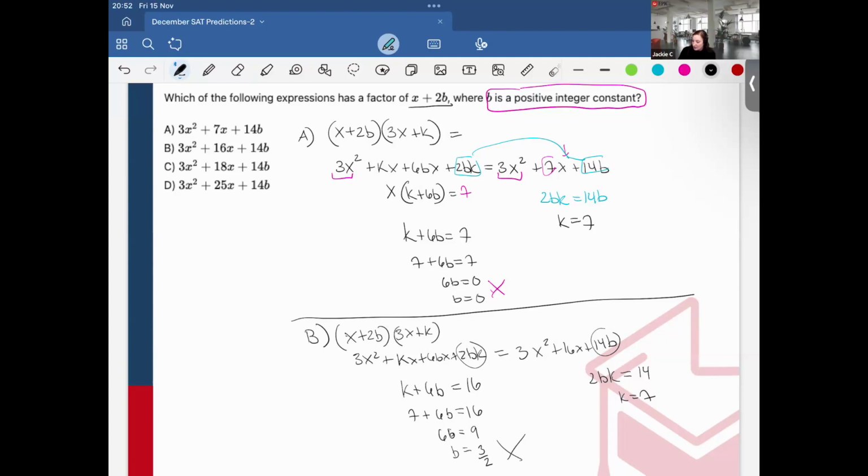I see that it's always going to be that k is equal to 7, and that I'm just setting this expression equal to my b value. So now in C, I would just do that. K plus 6b, well, just to even put it simpler, let me just write it. K plus 2b is equal to 18. And again, I know my 7 plus 2b is equal to 18, so 2b equals 11. B is equal to 11 divided by 2 does not give me a positive integer constant.